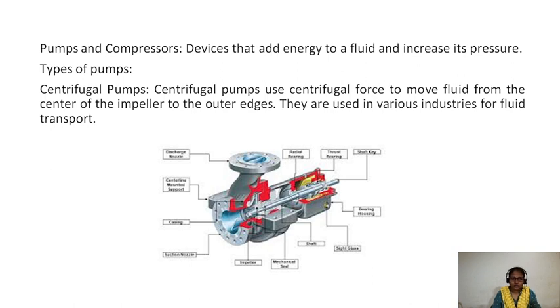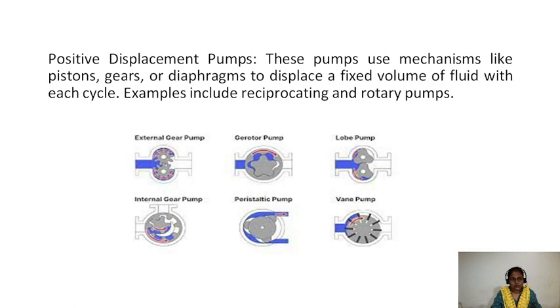Now, there are different types of pumps and different types of compressors. Coming to the types of pumps, centrifugal pump. In centrifugal pumps, centrifugal force is used to move the fluid from the center of the impeller to the outer edges. They are mostly used in industries for fluid transport. Positive displacement pump. These pumps use mechanisms like pistons, gears, or diaphragms to displace a fixed volume of fluid with each cycle. Examples include reciprocating or rotary pumps.